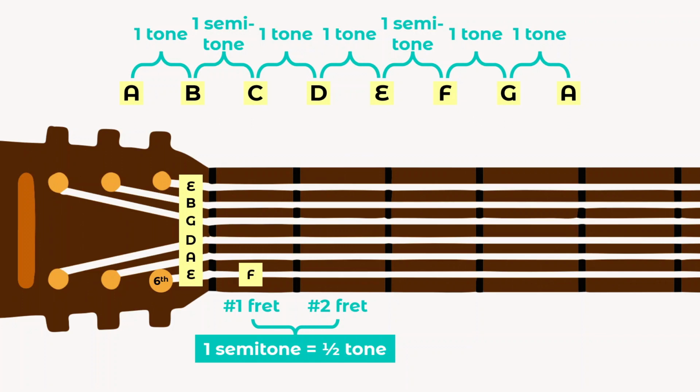Moving on, because the distance between F and G is one tone or two semitones, the G note is located on the third fret of the sixth string. Then, the distance between G and A note is one tone or two semitones. So if you want to pluck the A note on the sixth string, it would be on the fifth fret.